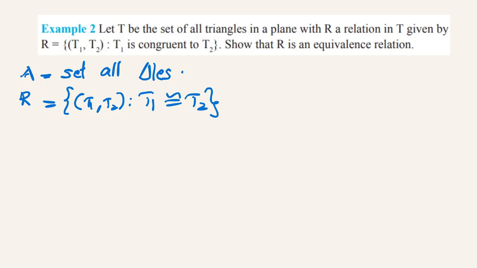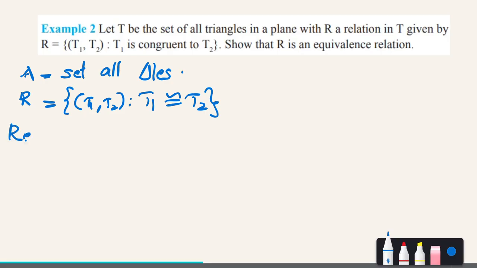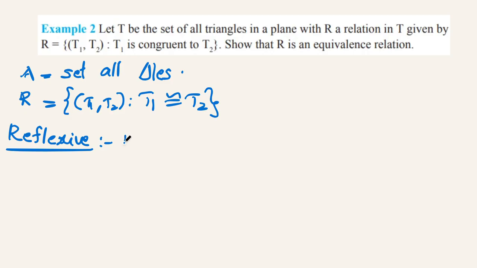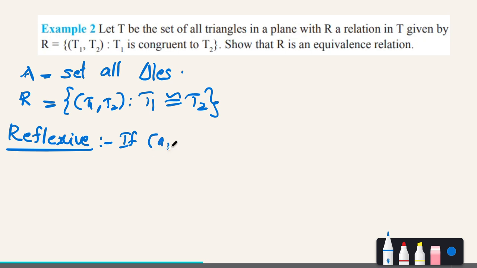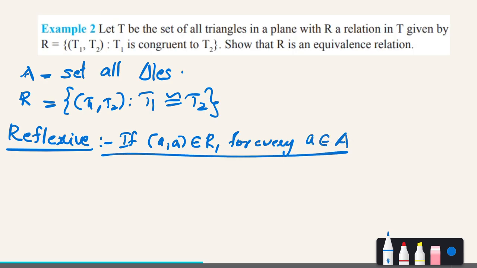So first we can check one by one. First we check the reflexive condition. For checking reflexive, first you have to write the condition. Always constructive steps you have to write. So (a, a) belongs to R for every a belongs to A, the set. Okay, dears? So here let (T1, T1) belong to R.